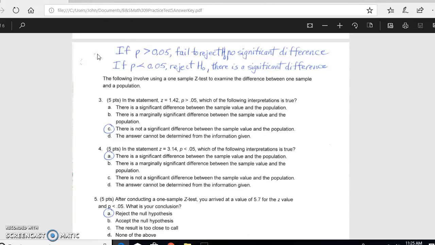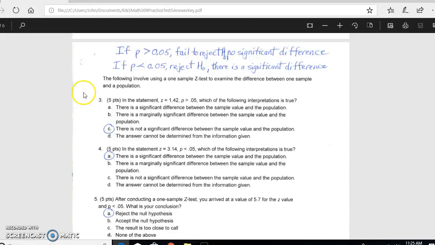If the p-value is greater than 0.05, then we would fail to reject the H sub O, which is the null hypothesis, and we would conclude there is no significant difference between the sample and the population. If the p-value is less than 0.05, then we would reject the null hypothesis, H sub O, and conclude there is a significant difference between the sample and the population.